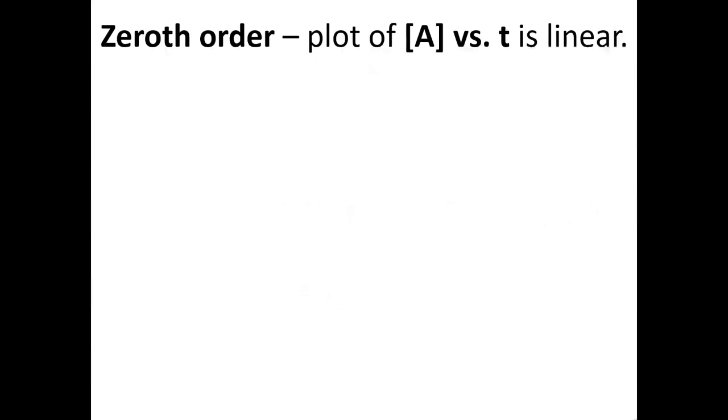Okay, so for zeroth order, the plot of concentration A versus time is linear. How do we get this? Well, the rate law for a zeroth order is rate equals k. Notice there are no brackets, nothing raised to some power, because the power was 0 and anything raised to the zeroth power is just 1. So this is the very simple rate law for a reaction with respect to A when A is zeroth order.